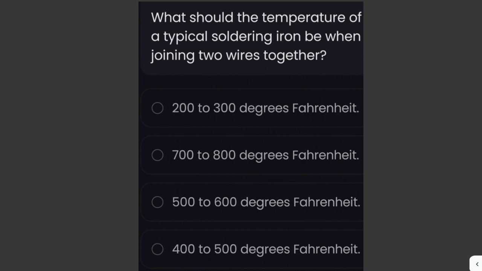What should the temperature of a typical soldering iron be when joining 2 wires together? To properly melt solder, you should use a soldering iron heated between 500 and 600 degrees Fahrenheit. So the answer here is this one, 500 to 600 degrees Fahrenheit.